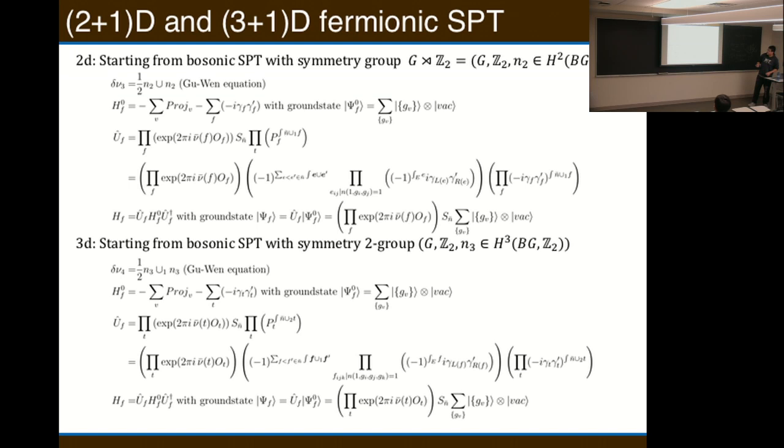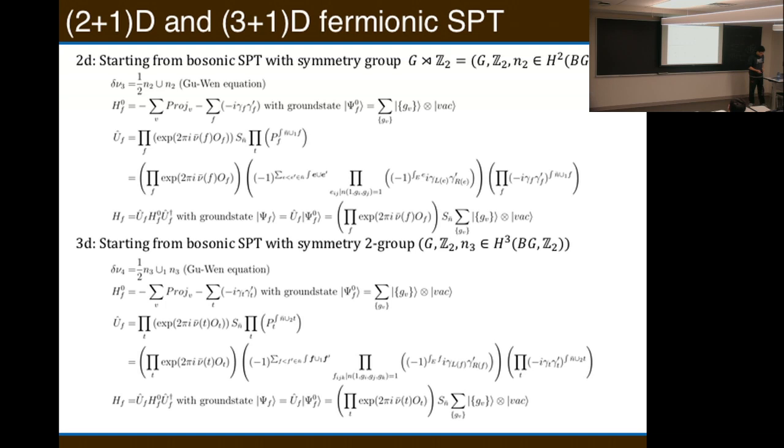So here's our 2D result, and here's our 3D result. As you can see, the formula is kind of parallel. It just goes from low dimension to high dimension. The only difference is that in 3D, we have the Z2 on the link, but we put the G symmetry on the vertex. So the symmetry of the bosonic SPT is a little different: the symmetry action acts on both G on the vertex and Z2 on the link. This is the so-called two-group structure, and the two-group structure is labeled by something called the Stiefel-Whitney cycle. So in this case, starting from some 3D fermion SPT, we arrive at some bosonic two-group SPT. This is the duality between the higher-group bosonic SPT and the supercohomology fermion SPT.